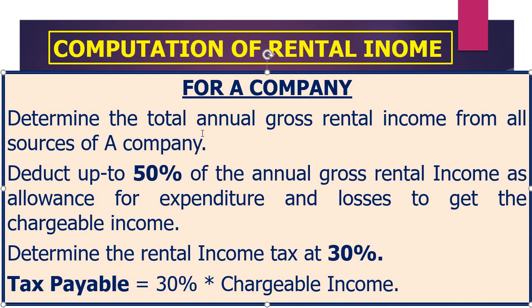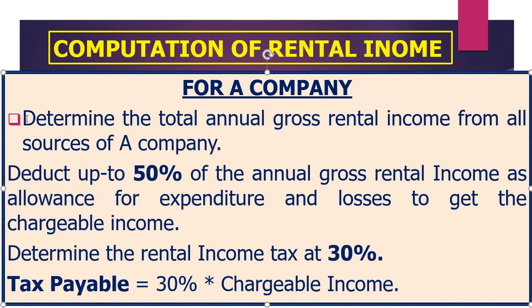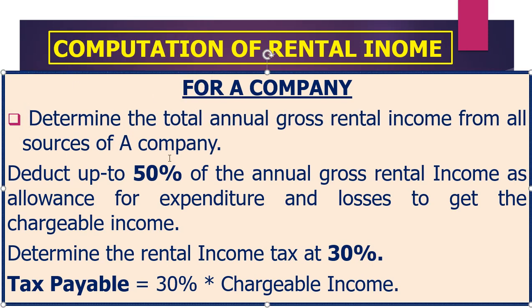So what do you do in step one? You first determine the gross rental income from all of the sources of the company. The company could have land somewhere, could have buildings somewhere. What you do is total up and bundle all the income from rents in the year of income.